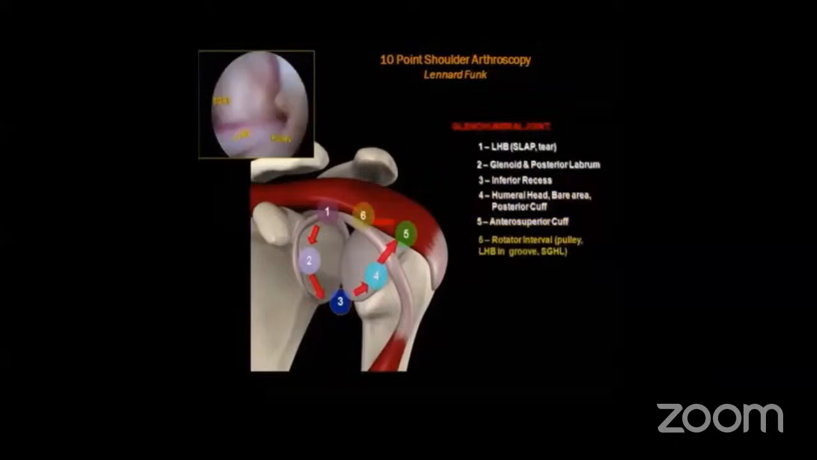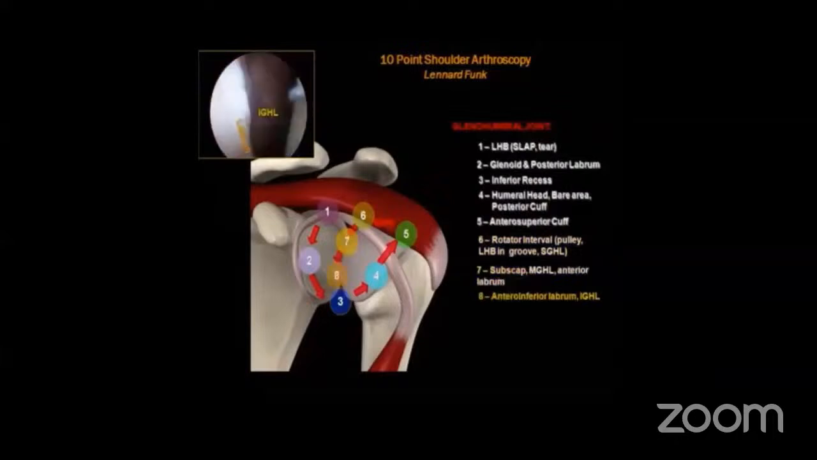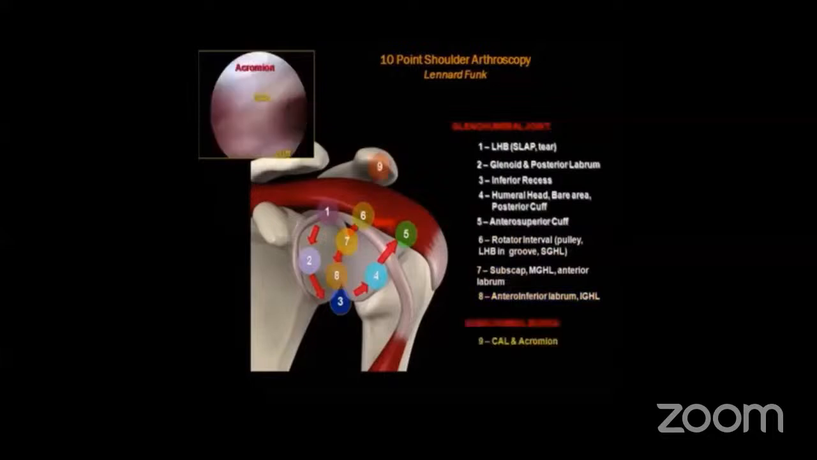Now you come into the anterior part of the joint and you see the rotator interval for the pulley, long head of biceps, and the superior glenohumeral ligament, the subscapularis, middle glenohumeral ligament, and the labrum, the anteroinferior labrum, and the IGHL next. Then you go into the subacromial space to see the coracoacromial ligament and the acromion, and lastly, the bursal side of the rotator cuff. So let's start this video.